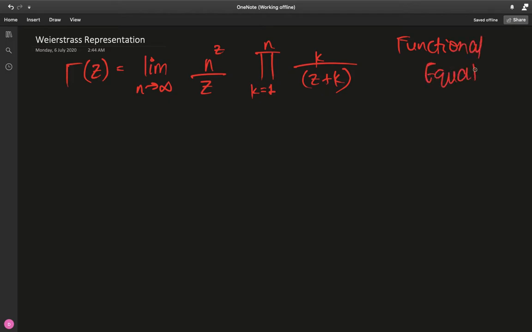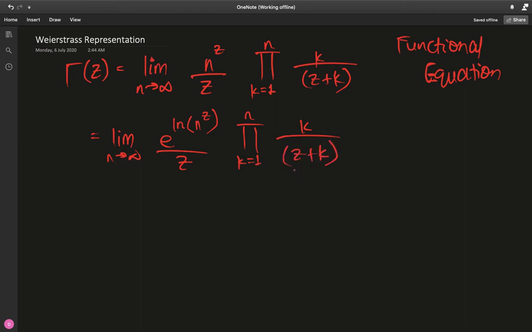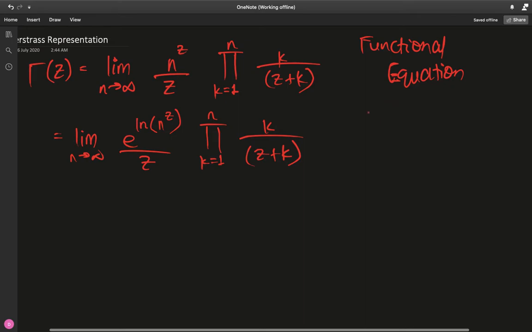of the gamma function that I just proved on the previous page. And what you do is you tweak it slightly. So you write this as the limit as n goes to infinity of e to the natural log of this original thing, n to the z power divided by z times the product from k equals 1 to n of k over z plus k. Because natural logs and exponentials of base e are inverse functions of each other, they will eventually cancel out to give us n to the z.